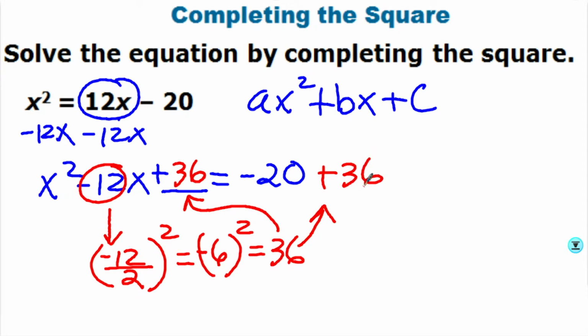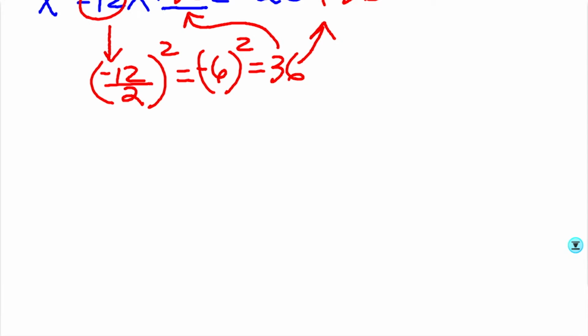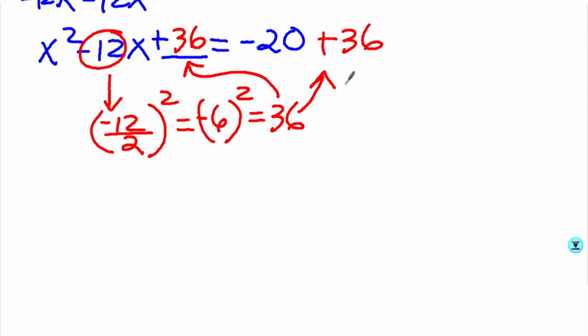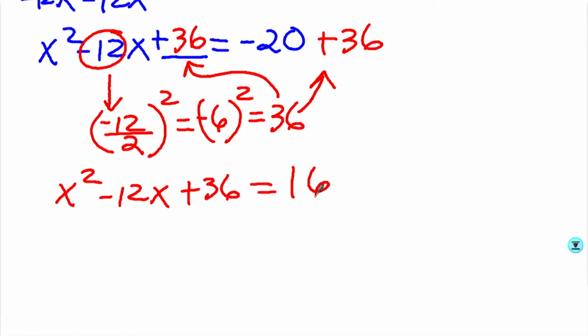That's an important step that people tend to forget sometimes, but you've got to remember to do that. Otherwise, your equation is not going to come out correctly. So once we do that, let's simplify what we've got. We've now got x squared minus 12x plus 36 equals, and we have a negative 20 plus 36. Notice the signs are opposite, so we take the difference, and the difference between 36 and 20 is going to be 16. And notice the sign of the larger number is positive, so 16 is going to be positive.